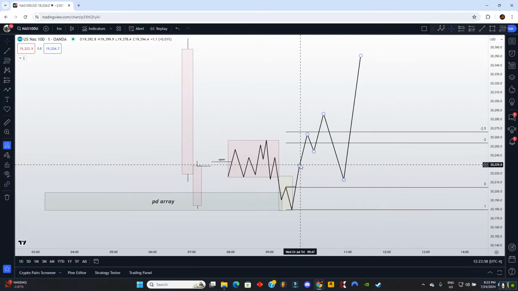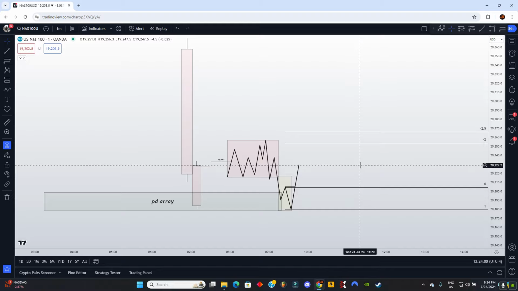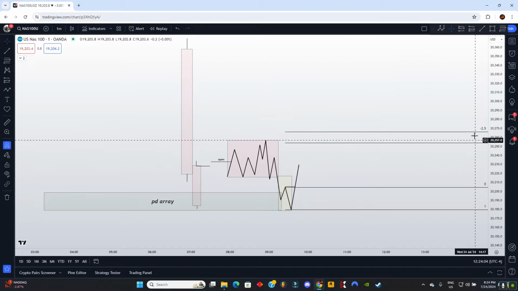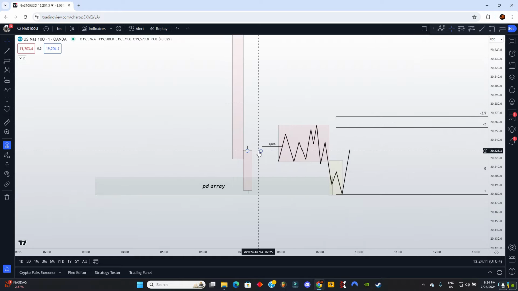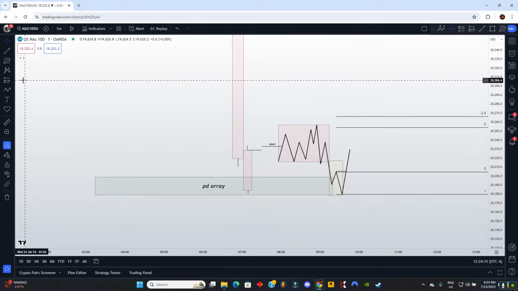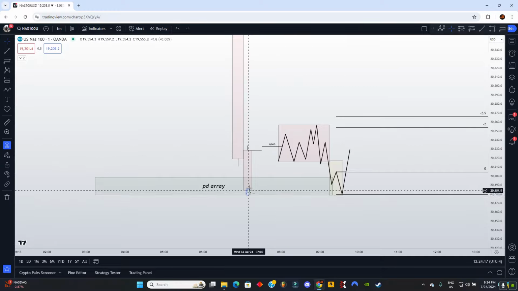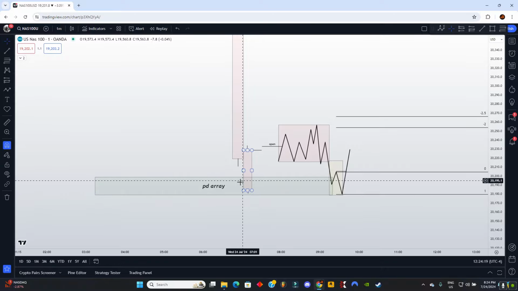So when you get a market structure shift, right, your bias is going to be bullish until this level is hit right here. Now, this by itself is an entire model as well. Now, here is option 2, where the price is already inside the PD array. So let's assume that this candle right here has always been in the PD array.